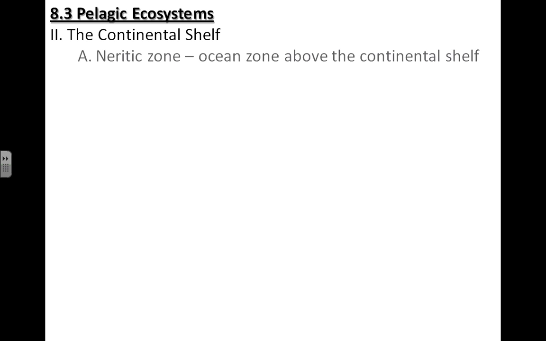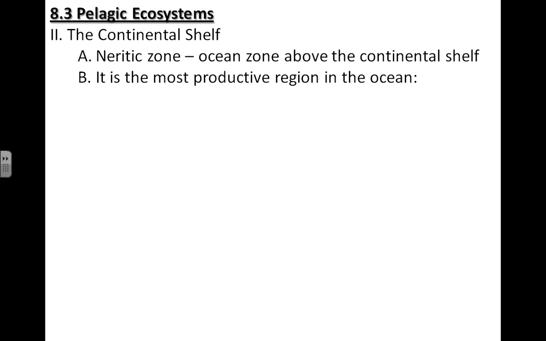Now, another type of pelagic ecosystem other than the Neuston would be the continental shelf. And in particular, what's in the neritic zone is very interesting, especially to fishery scientists. We'll talk about that in a moment. The neritic zone, remember, is the ocean zone that is above the continental shelf. It is considered to be the most productive region in the ocean, and here's why.